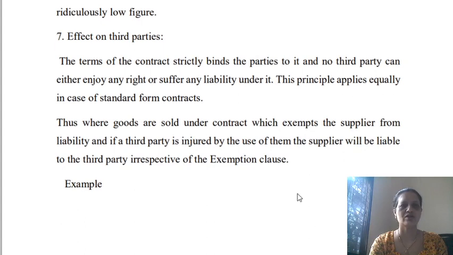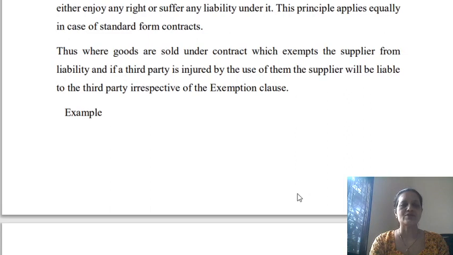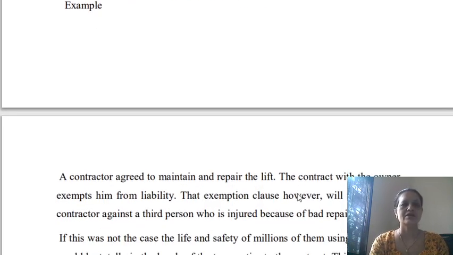Number 7, effect on third parties. The terms of the contract strictly bind the parties to it, and no third party can either enjoy any right or suffer any liability under it. This principle also applies equally in the case of standard form contracts. Thus, where goods are sold under a contract which exempts the supplier from liability, and a third party is injured by the use of them, the supplier will be liable to the third party irrespective of the exemption clause. Let us discuss an example.